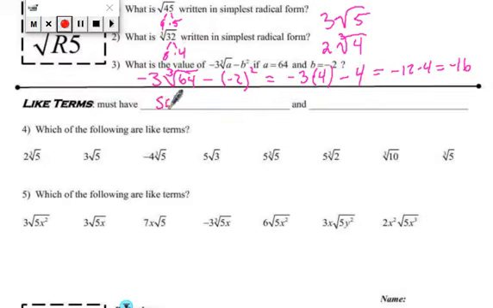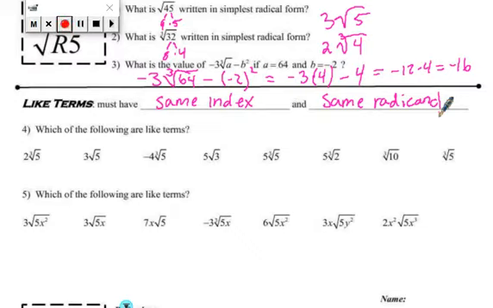What that means is that your index is the little tiny number right next to your square root sign. You want to make sure that those look the same, and the radicand is the number underneath your radical. So for example, for number 4, if I want to look at ones that are similar, I first want to make sure that they all have the same index. So I'm going to look for everything that has either a 2 or a 3, because we don't have anything higher than that right here.